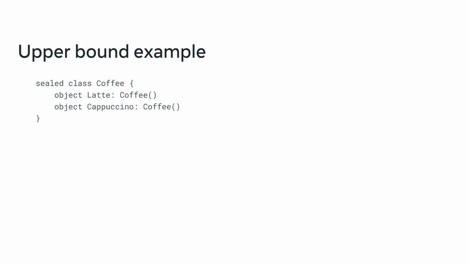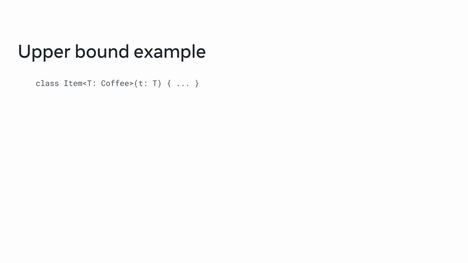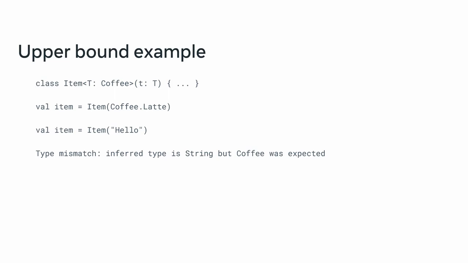A common constraint type is an upper bound. This means you can enforce only upper bounds to be accepted, which inherit a pre-specified parent class. For example, let's say you have a sealed class named Coffee and two subtypes called Latte and Cappuccino. You can restrict a generic class to only accept a parameter of type Coffee. Then create an object of this class as val item = Item(Coffee.Latte). This compiles because Latte is a type of Coffee. However, if you try to initialize the object item with "hello", it will show an error and will not compile because a value of type Coffee is required, and a string is not a type of Coffee.